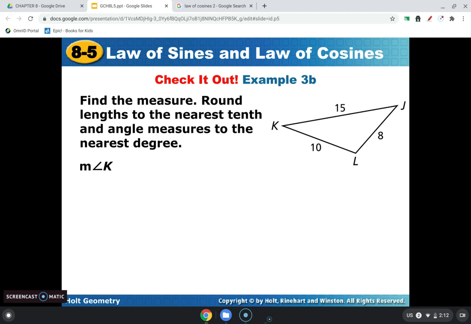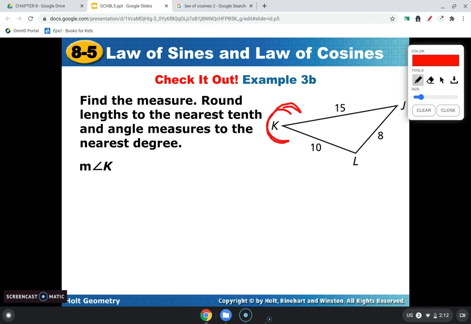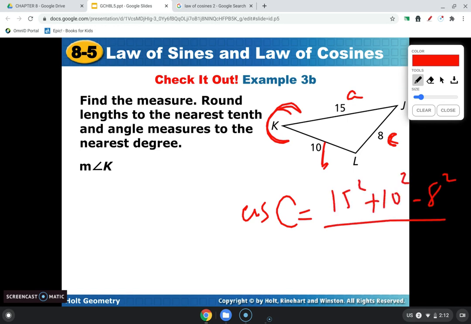So when you're given side, side, side, and we're trying to find an angle, we'll still make c our missing side, which means this is our little c, and then a and b don't matter. Okay, so cosine C equals a squared plus b squared minus c squared all over 2ab. I think I got that formula right.